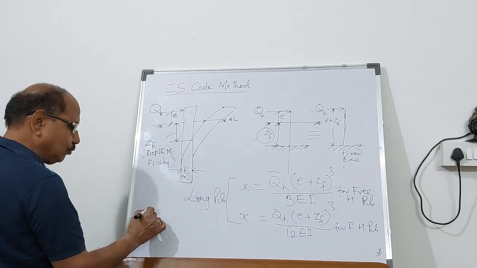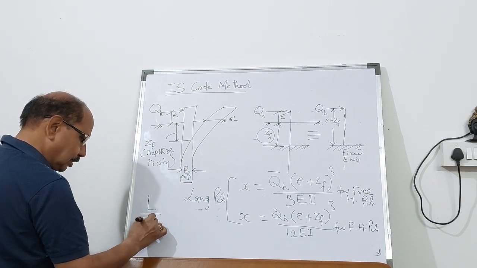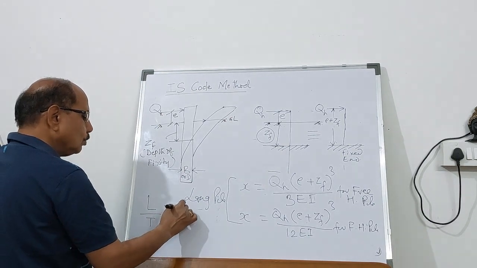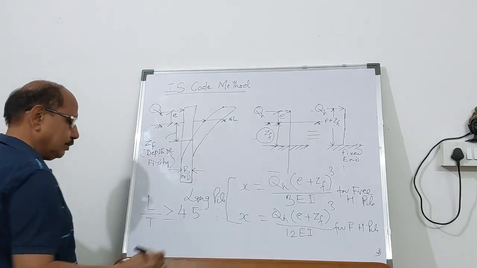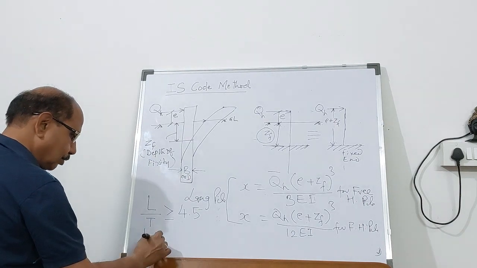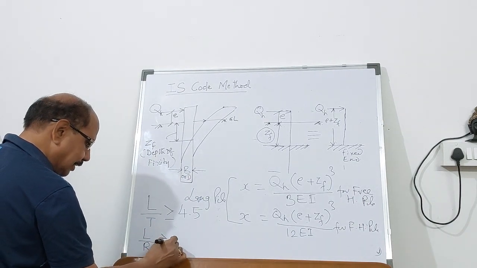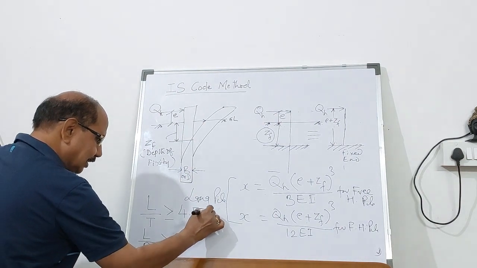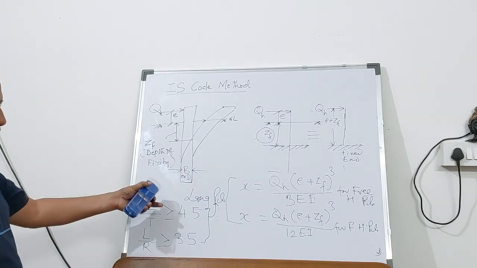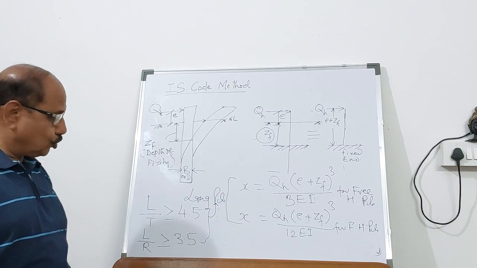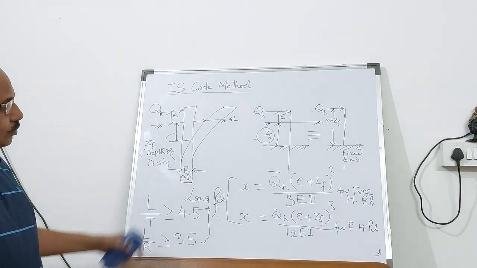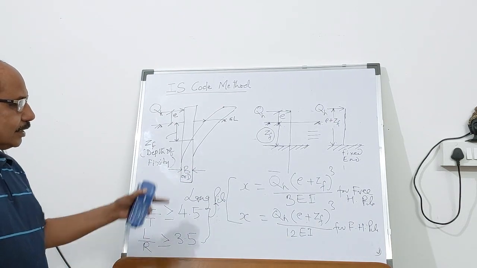That means you will have to check that L by T must be greater than or equal to 4.1, or L by R, if it is over-consolidated, must be greater than or equal to 3.5. So these conditions will decide whether a pile is a long pile, and if it is a long pile, then only the IS code method can be used. And then you can find out the deflection. Based on the moment also, you can calculate.